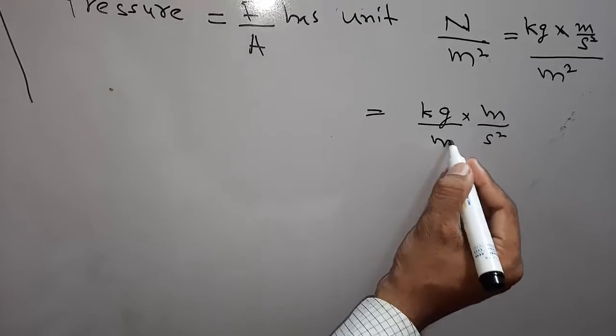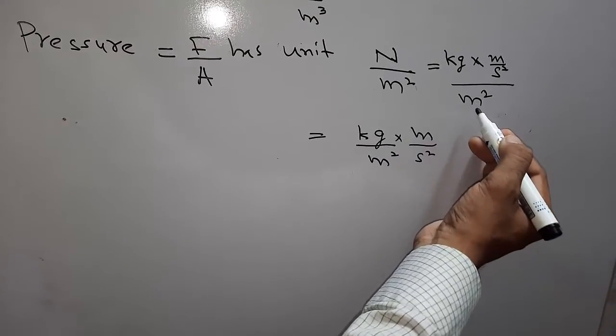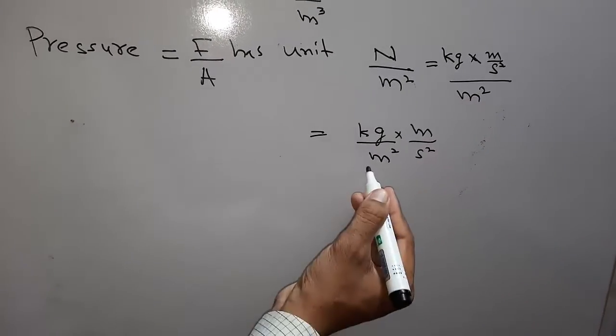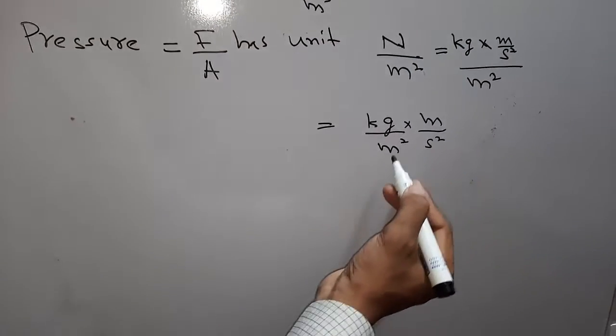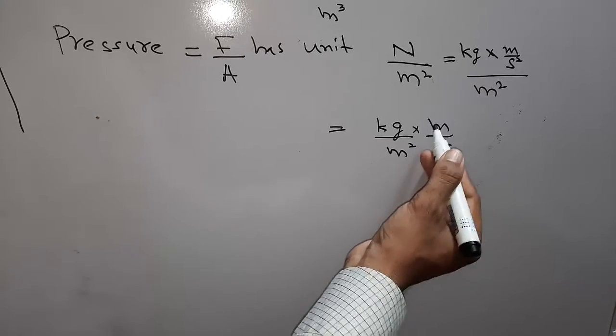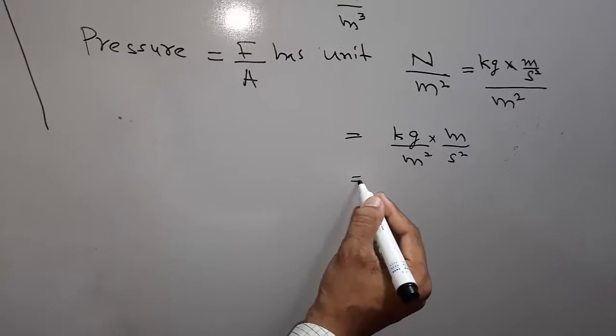Finally, kilogram meter over second square and kilogram over meter square. We can solve it. Meter power 1 and meter power 2. One of that is numerator and another one is denominator.